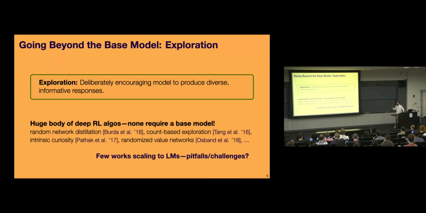If you go back to the Atari, AlphaGo era of AI, there was a huge amount of research on this, techniques for trying to do exploration with deep networks. I'm just giving a few well-known examples here. All of these are heuristics for trying to take a policy parameterized by a deep neural network and get it to explore more novel responses. And these are all algorithms designed to explore in new situations from scratch, because there's not really a base model in this setup. You're just starting with a randomly initialized network.